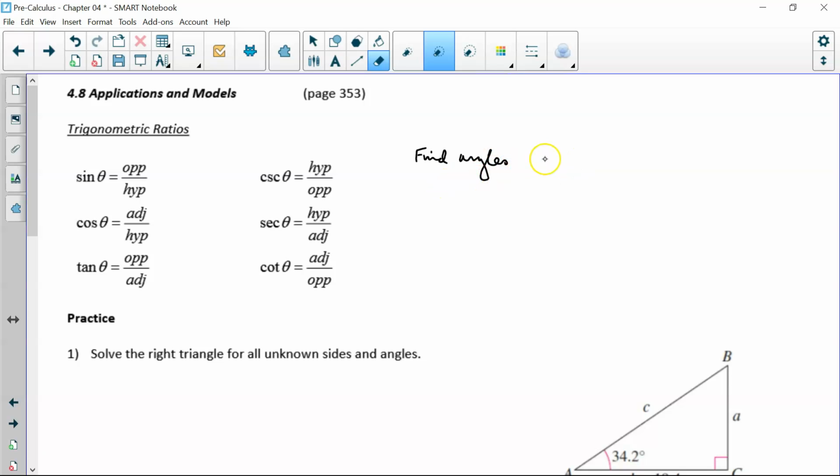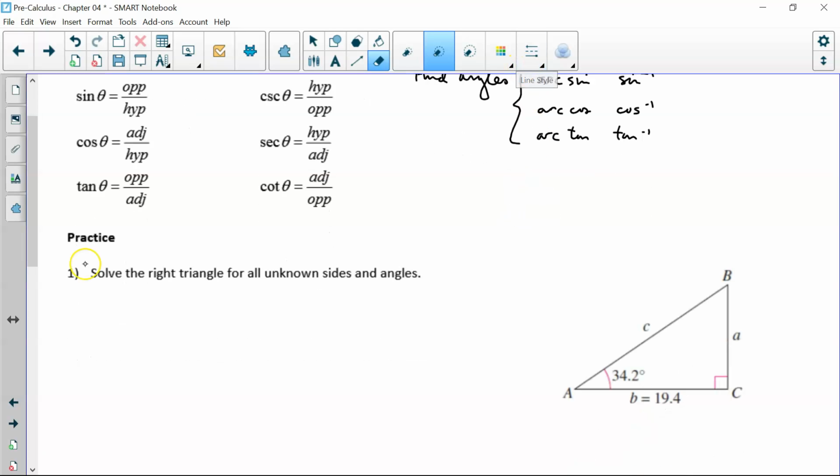Don't forget, when you find angles, you use the inverses. You use the arc sine, or sine inverse, arc cosine, cosine inverse, and the arc tangent or the tangent inverse. That's how you find those angle measures.